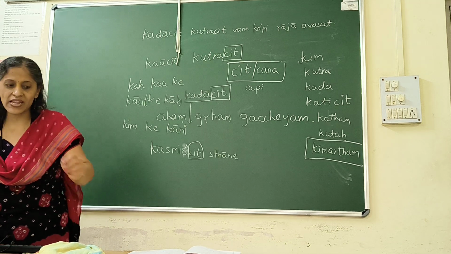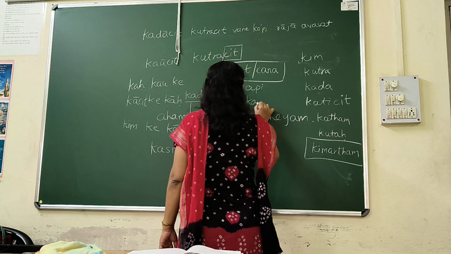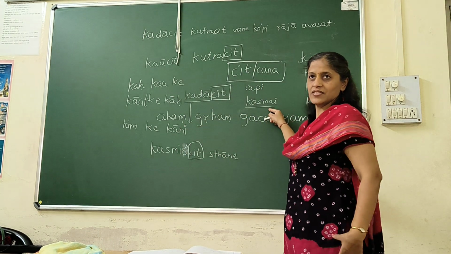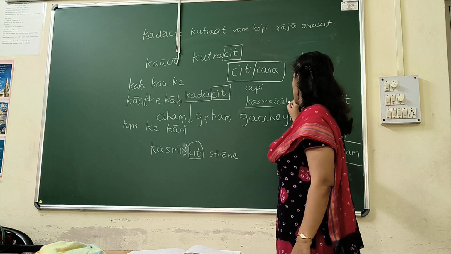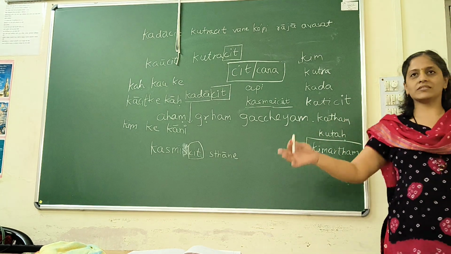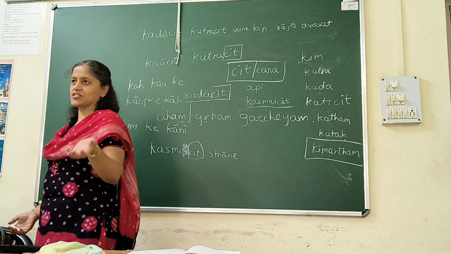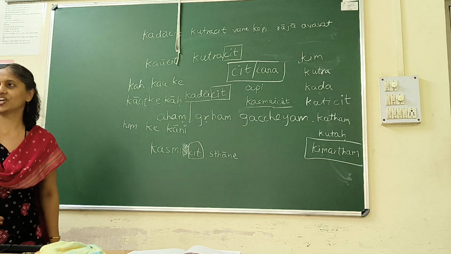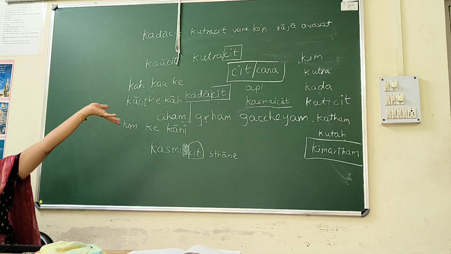And you can add it to any form of kim. So suppose kim in dative is tasmai. Yes. Add tasmai chit. Tasmai chit will give me the meaning to someone, for someone. I don't know which person that is. Tasmai chit. So chit and chana and api can be added to any kim form and all these words.